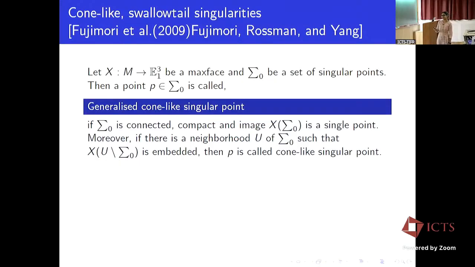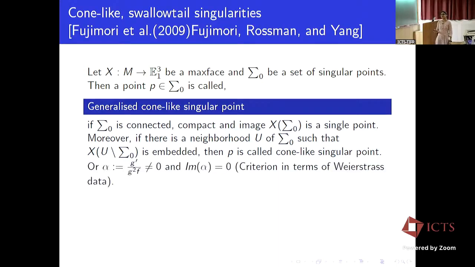So let us see some singularities, cone-like and swallowtail singularities. Let X be a maxface and sigma naught be the set of all singular points. Then a point p belonging to sigma naught is called a generalized cone-like singular point if sigma naught is connected, compact, and its image is a single point. Moreover, if there is a neighborhood U of sigma naught such that the image of U minus sigma naught is embedded, then we call this point a cone-like singular point.